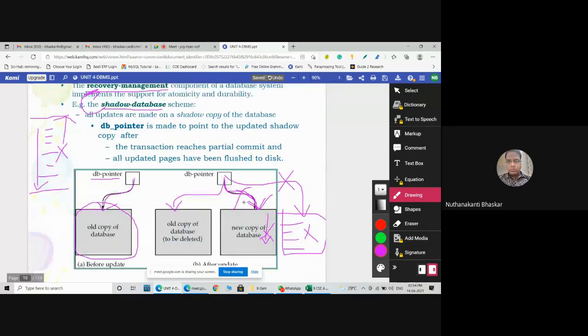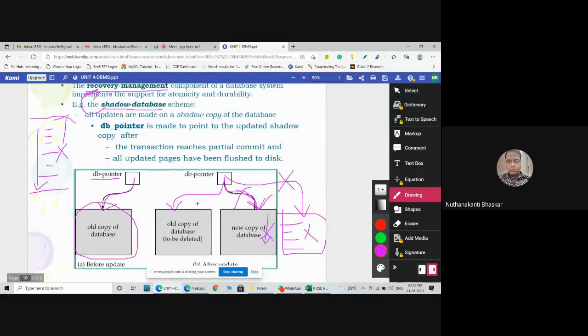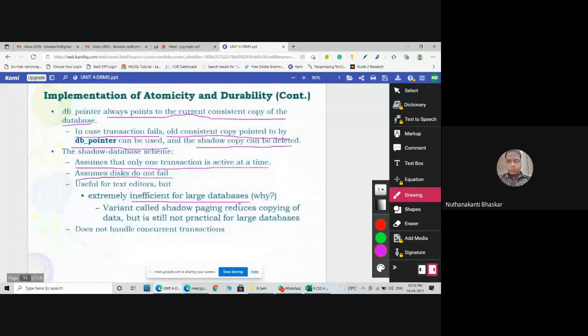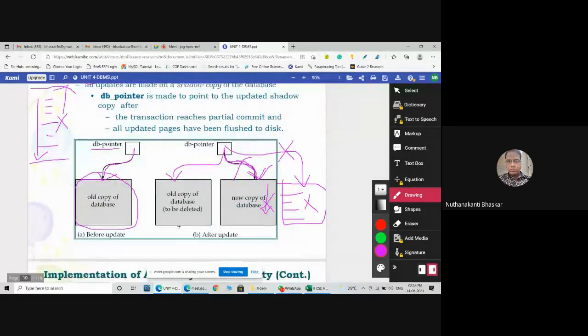So this shadow database mechanism is not suitable for big databases, because if the database is big, you need to maintain big copies. If you are maintaining big copies, your machine is not going to handle that much data. So this shadow database is not suitable for large databases; only small databases and academic databases can use this shadow database. That is one disadvantage.